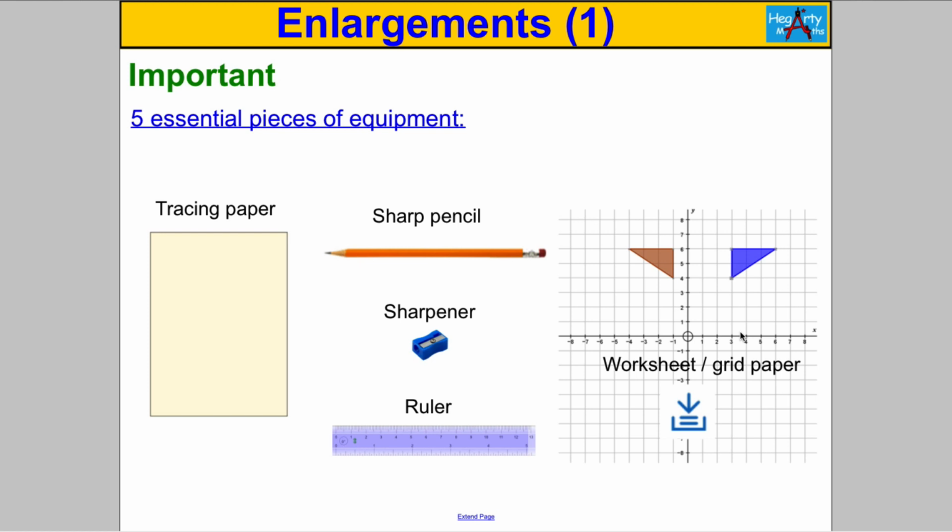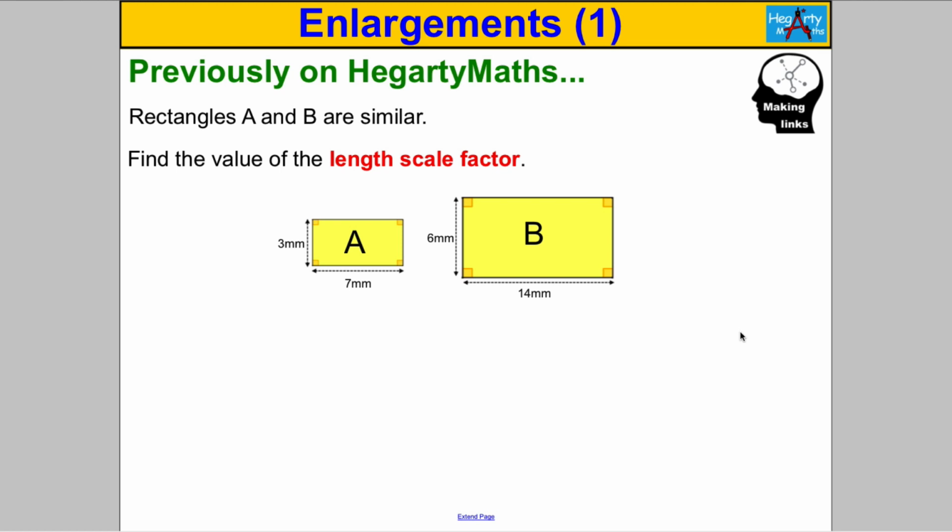Okay, just briefly linking back to prior learning to link the maths together, we will have seen when we did similar shapes, situations like this. Rectangles A and B are similar. Find the value of the length scale factor. Just pause the video and see if you can do that.